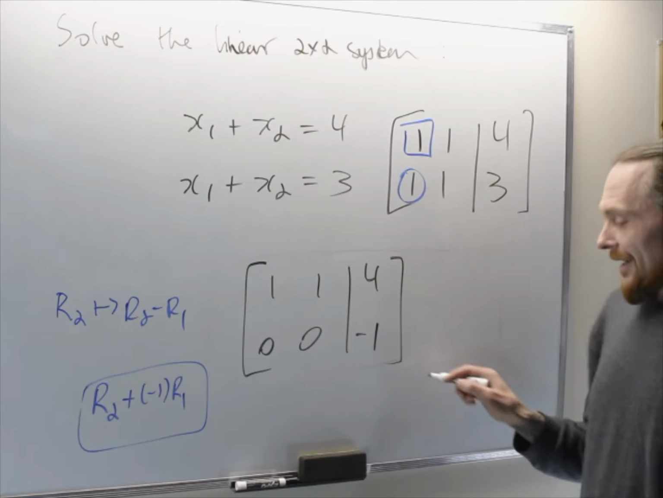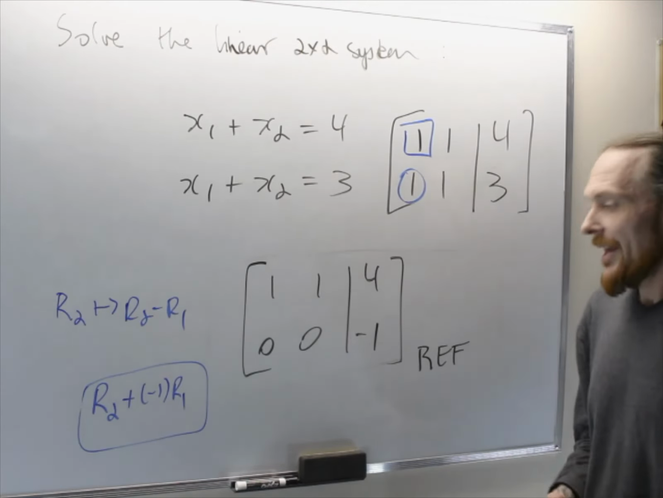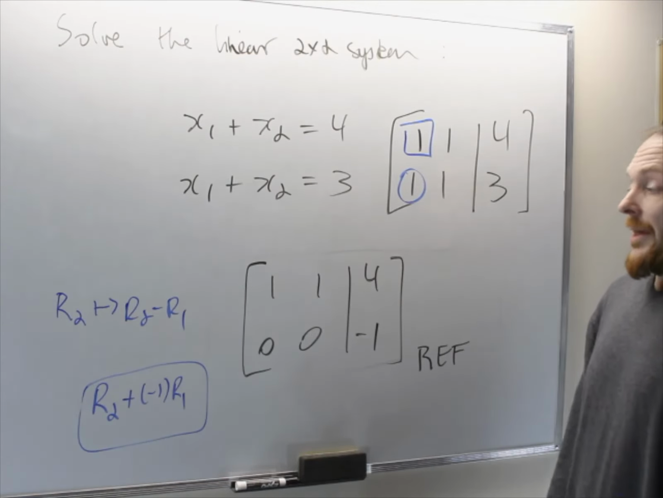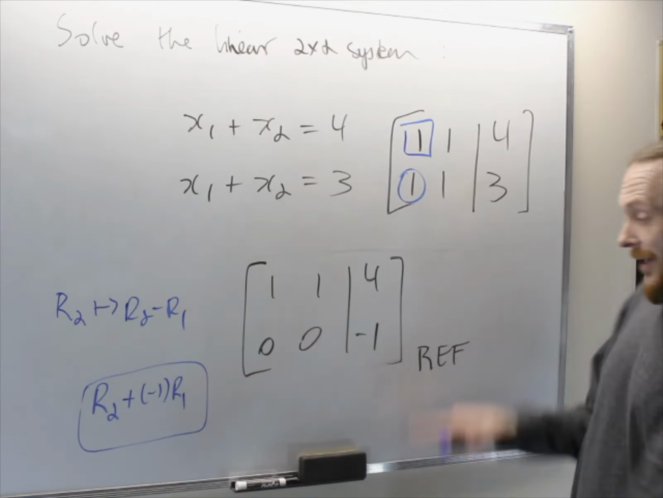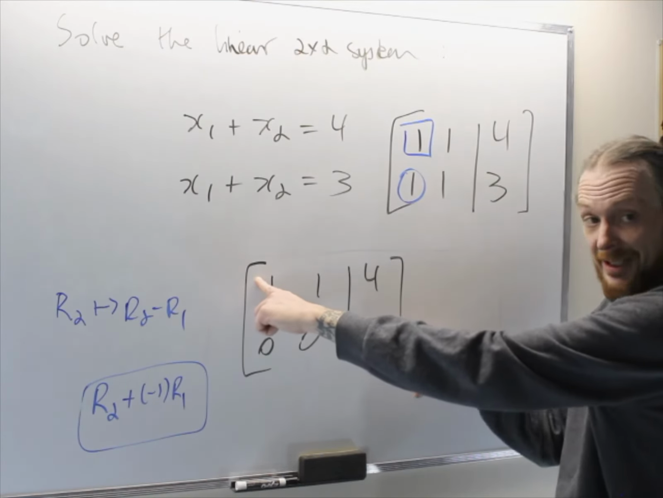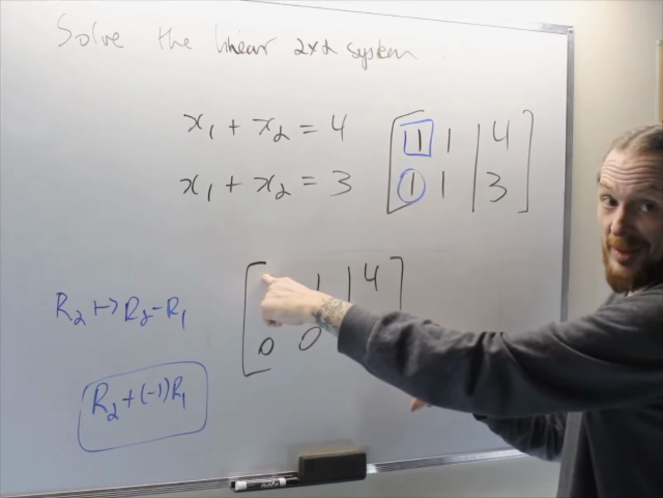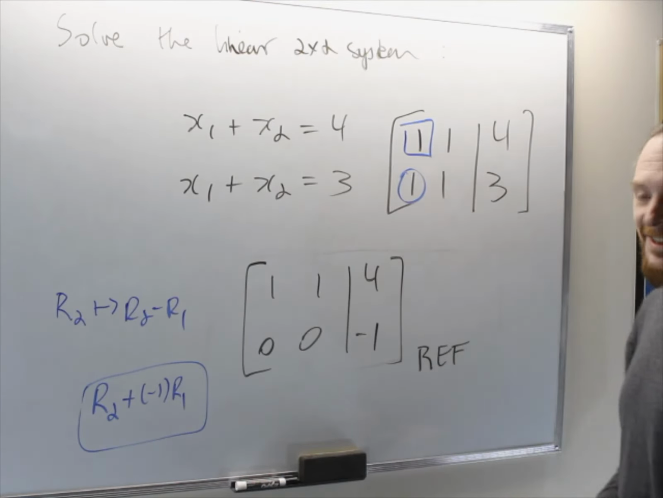So what does this say? I check again, I'm in REF. What are my mantras? If I have any 0 rows, put them at the bottom. I don't have any of those. If I have any leading entries, I have 0 below where possible, that's true. And in any 2 non-zero rows, the leading entry in the bottom row is further to the right than the entry in the top row. It's much easier to explain when I have a matrix in my hand on the board. So that's what that last condition is saying.